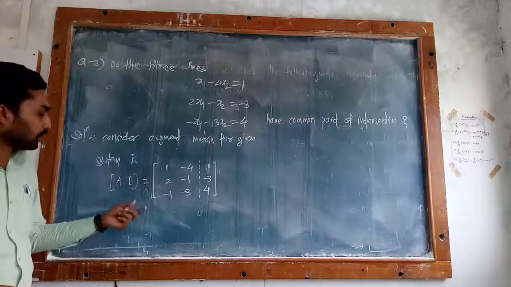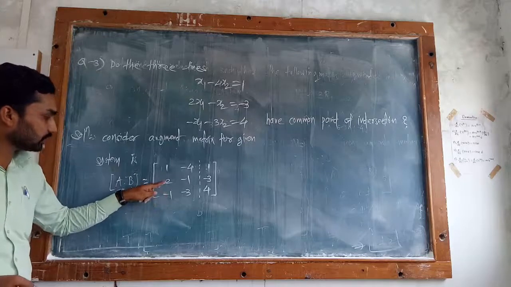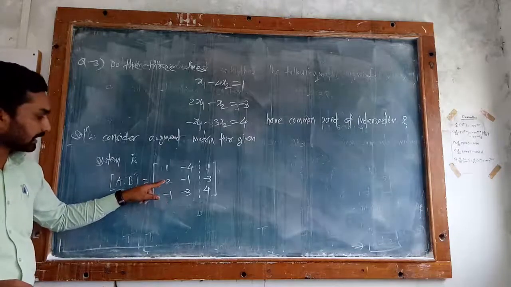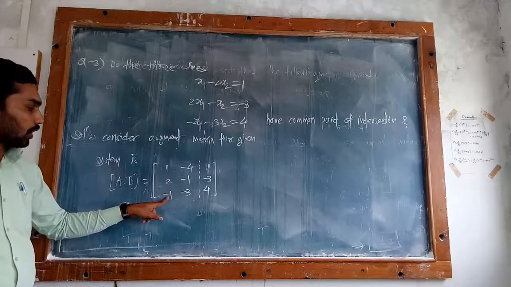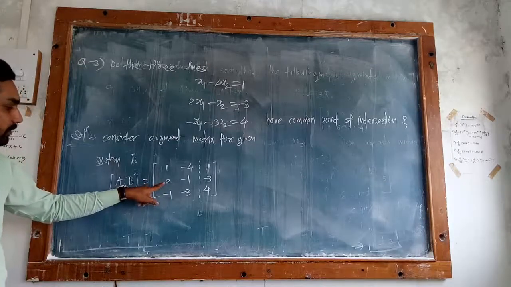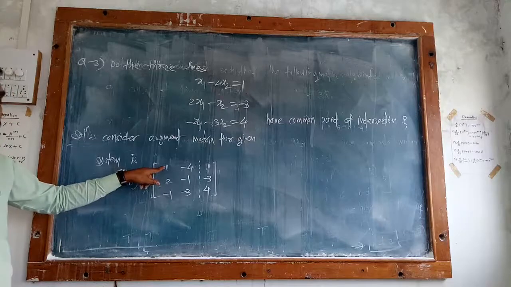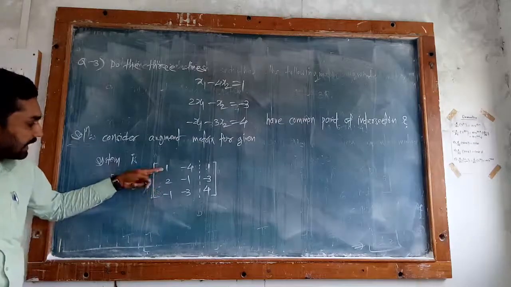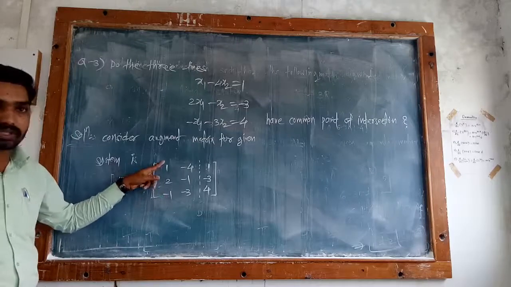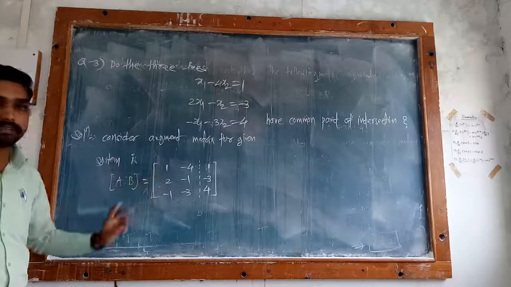So what is the next step? We have to make the A2 1 and A3 1 elements 0. So how to make 0? This is 2. We have to multiply. Here it is minus 2, then 2 minus 2 is 0. So here it is minus 1. After taking the addition of the third and first row, minus 1 plus 1 becomes 0.